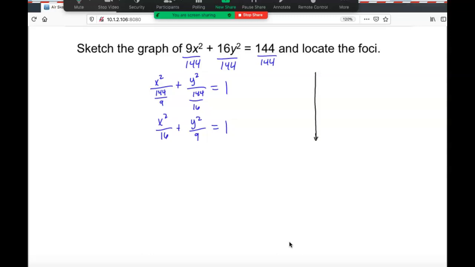An easy way to remember is: what's the bigger denominator under? What variable is the bigger denominator under? It is a, but in this case, looking up here, what variable is the bigger denominator underneath? X. So it's horizontal. If the bigger denominator is under y, it's vertical.